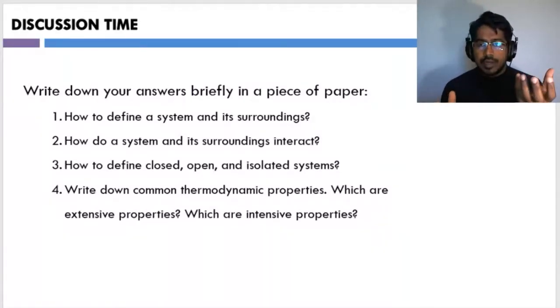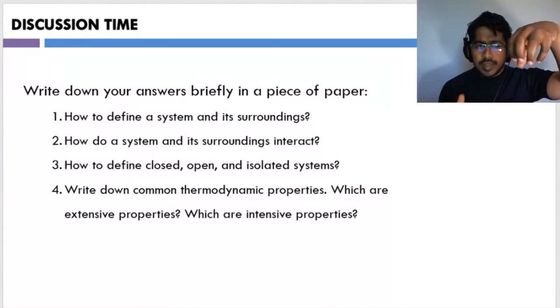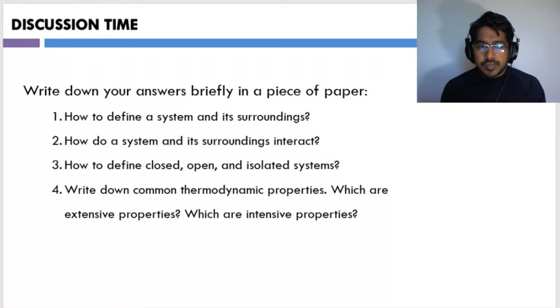Like if we take an open bottle filled with water and turn it upside down, then definitely water can go out, right? So that is open. And an isolated system doesn't allow the mass to go out, and at the same time doesn't allow heat to cross the boundary, right? So those are the three systems.